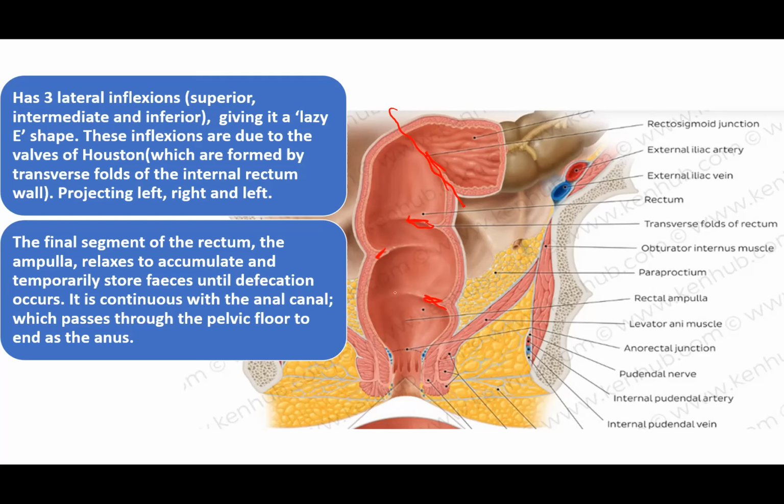Now, the final segment of the rectum, as we said, the ampulla, relaxes to accumulate and temporarily store feces until defecation occurs. It is continuous with the anal canal, which passes through the pelvic floor to end as the anus.